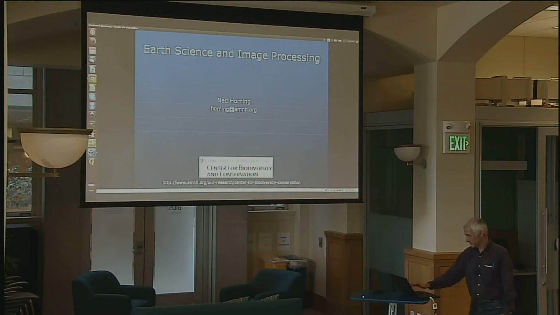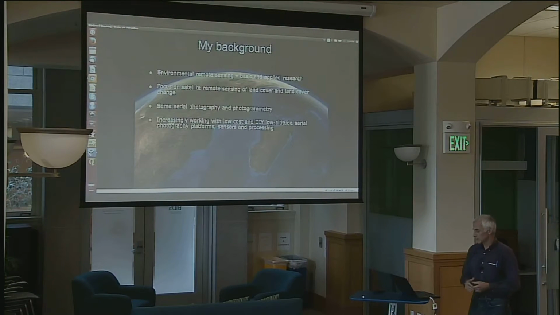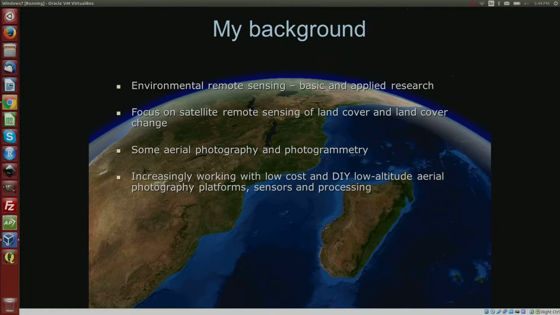All right. So this talk is going to be a little bit different from some of the others. It's really going to be kind of a broad overview of image processing in our science. As far as my background, I'm pretty much a remote sensing person, mostly focusing on land cover change, things like that. I use mostly satellite imagery, but also I'm beginning to use a lot more aerial photography, especially low altitude aerial photography from things like UAVs or drones.